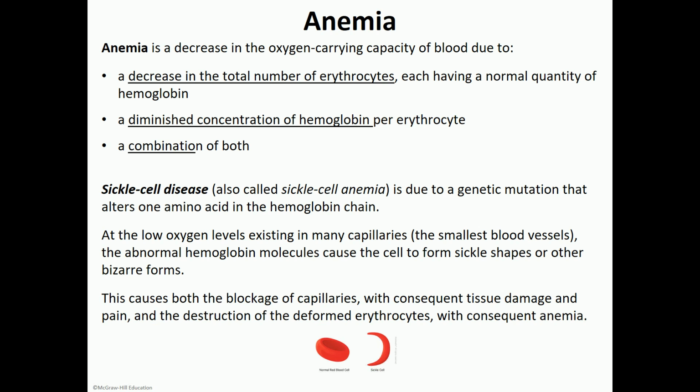They'll get blocked, lodged into the smaller blood vessels, especially the capillaries. They are going to block the blood supply, which means that part of the tissue will not get any blood, so it can become gangrenous, and it leads to these very painful attacks of sickle cell anemia.